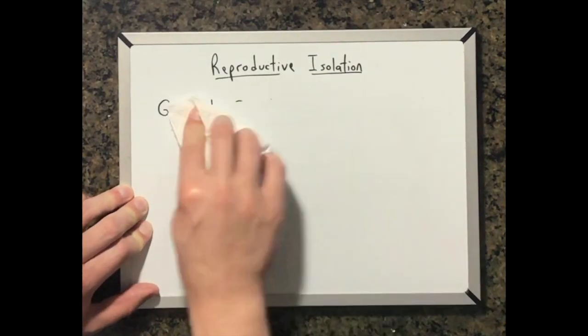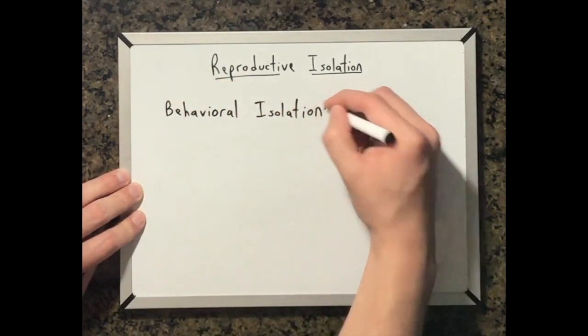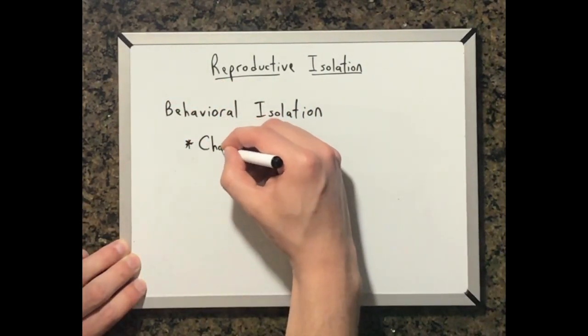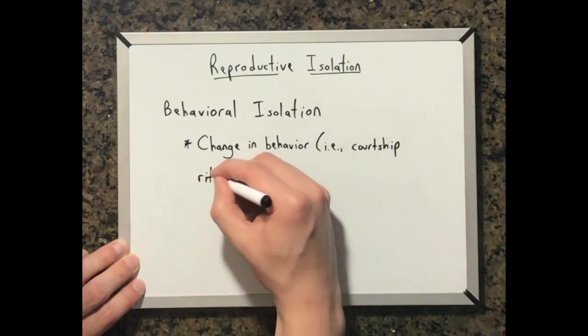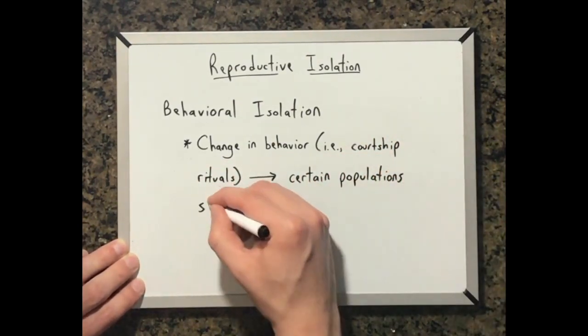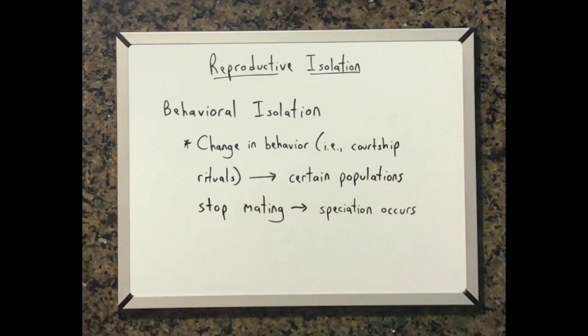Another form of reproductive isolation is behavioral isolation. This occurs when the behavior between two subgroups, rather than some geographical physical boundary, prevents the two subgroups from interbreeding, ultimately allowing for speciation to occur.